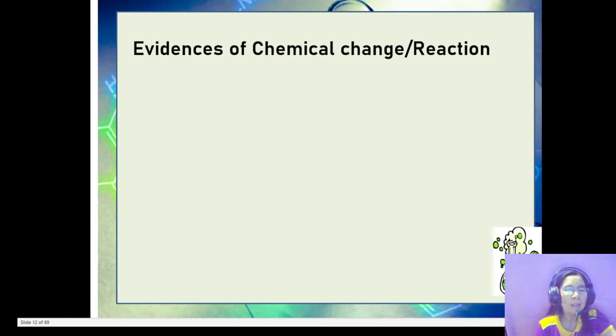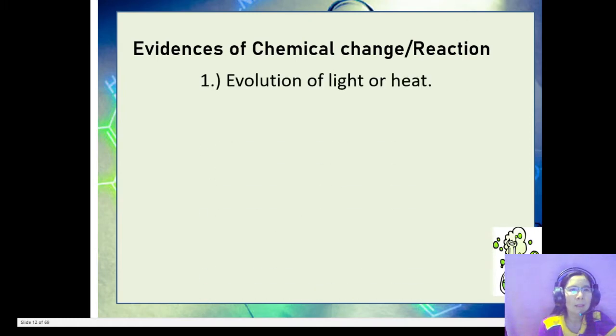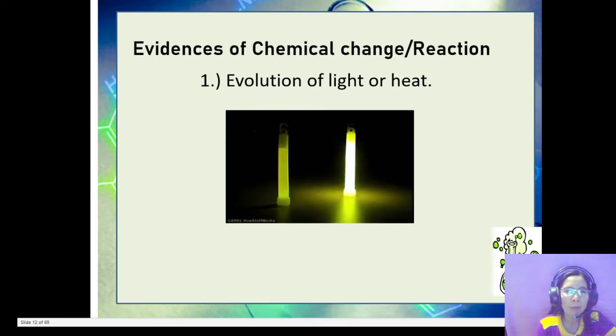Here in our next slide, we are going to discuss the evidences of chemical change or reaction. What do you think is the first evidence of chemical reaction? Correct! It is the evolution of light or heat. An example of that is the one in the picture. There's a light or heat being released by that object, so a chemical change is happening on that material.